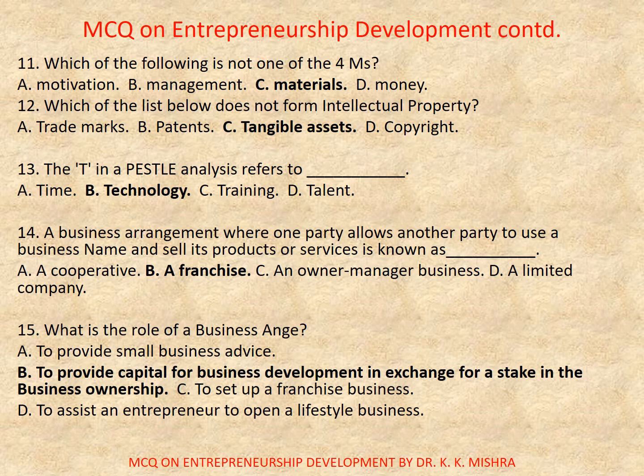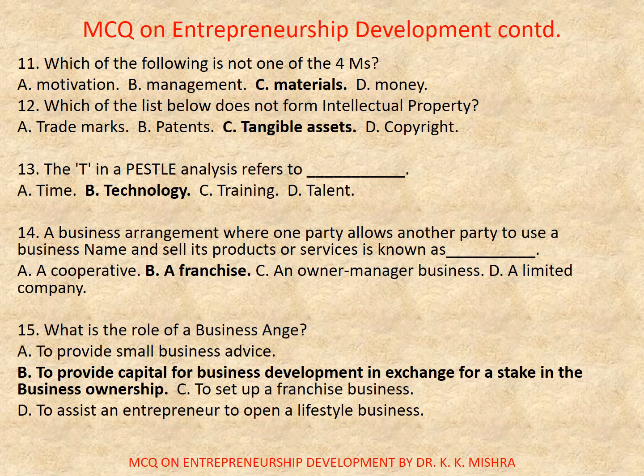Question number 15. What is the role of a business angel? Options are A. To provide small business advice, B. To provide capital for business development in exchange for a stake in the business ownership, C. To set up a franchise business, D. To assist an entrepreneur to open a lifestyle business.